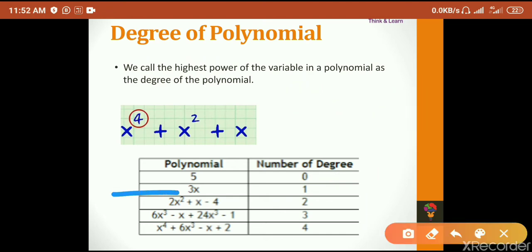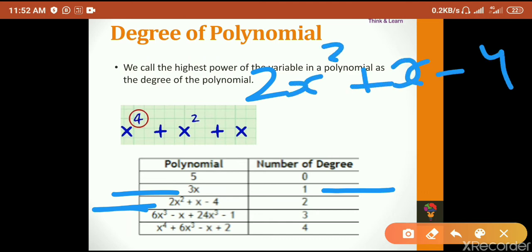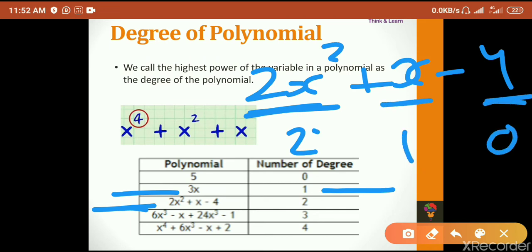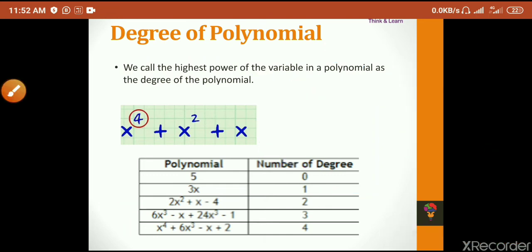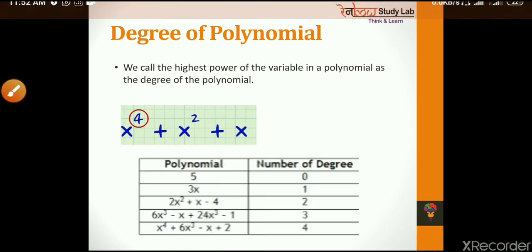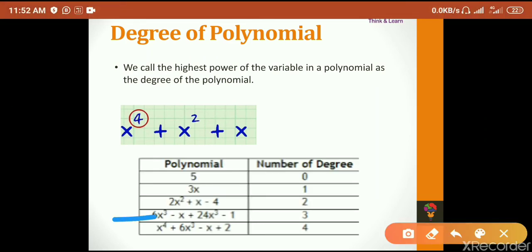In the second type, 3x, here 1x is there. So what is the power of x? 1. So degree is 1. In the third one, you can see 2x square plus x minus 4. What is the power of each? 2, the power of this x is 1, and here 0. What is your highest? 2. So degree is 2. Highest power is 2. Similarly, you can see in the fourth question, here the highest power is 3, and in the last one the highest power is 4.